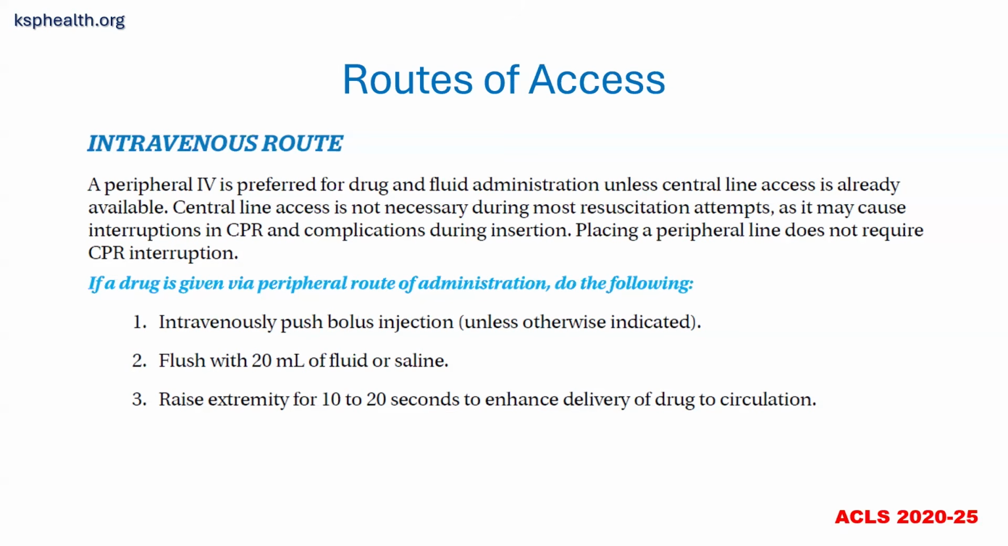If a drug is given via peripheral route, do the following. Intravenously push the bolus injection medication, followed by a flush with 20 ml of fluid or saline. Very important point: because these patients do not have effective circulation, you need to push it so that it reaches the central circulation. Raise the extremity for 10 to 20 seconds to enhance the delivery of drug to circulation. Even though it is very simple, very important points need to be done during resuscitation.